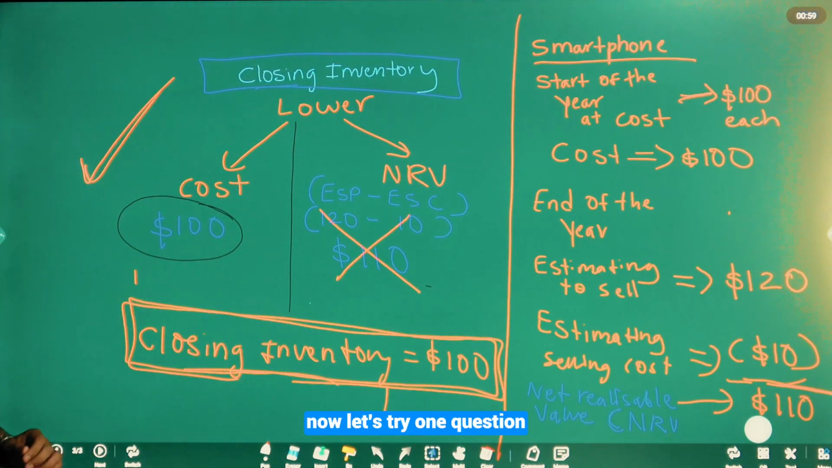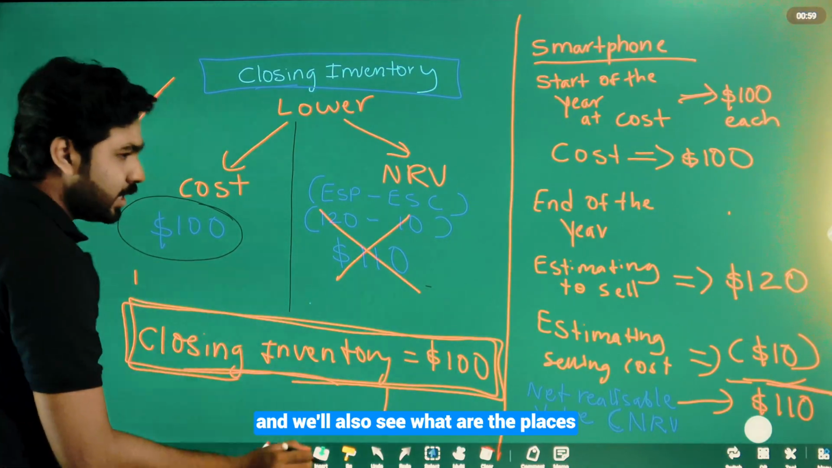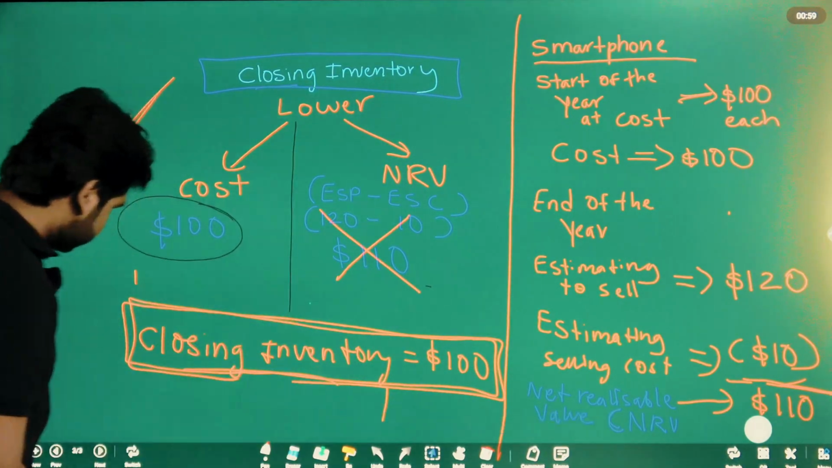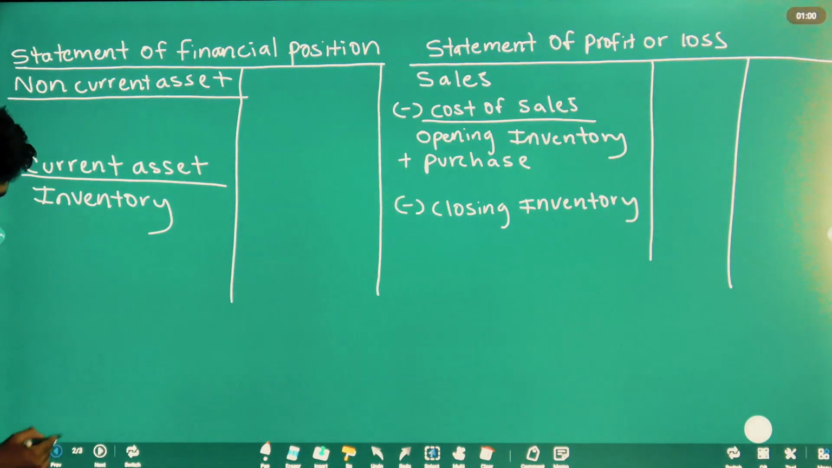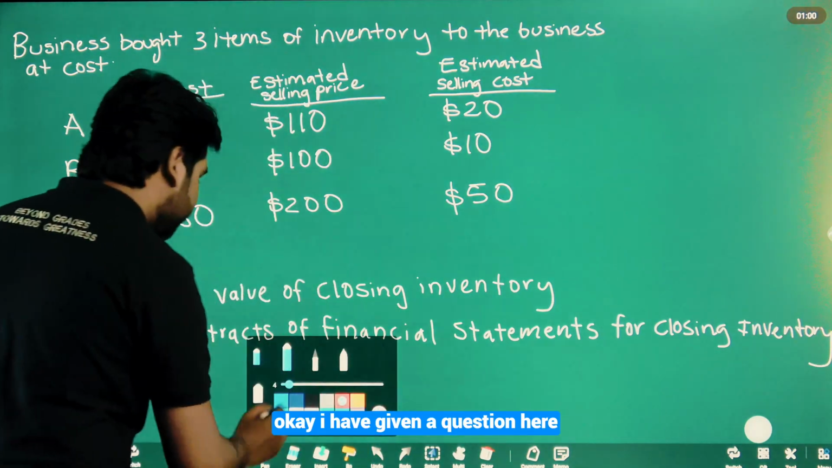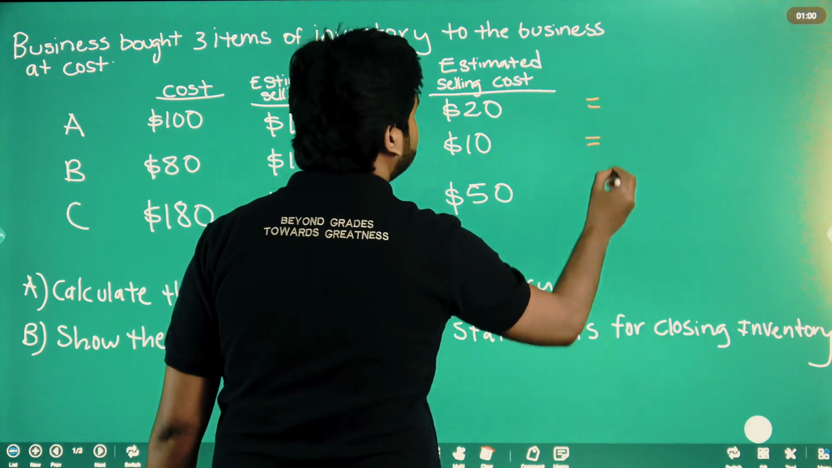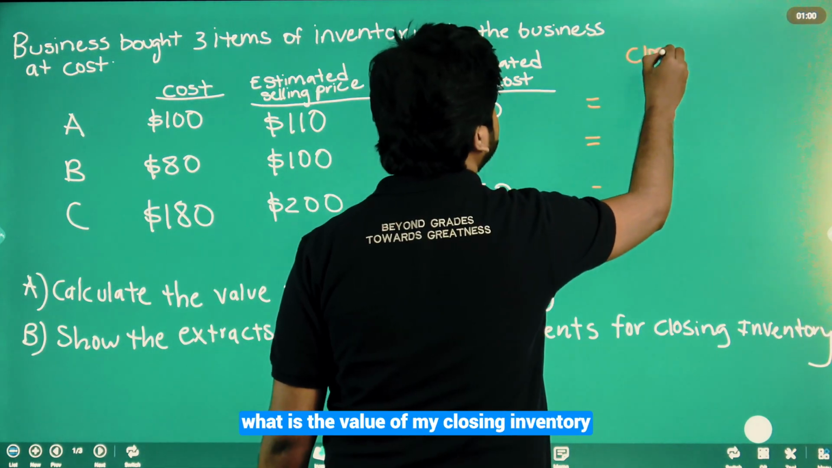Now let's try one question and we'll also see the places where you will have to record this closing inventory. Let me change the page. Okay, I have given a question here. What is the value of my closing inventory?